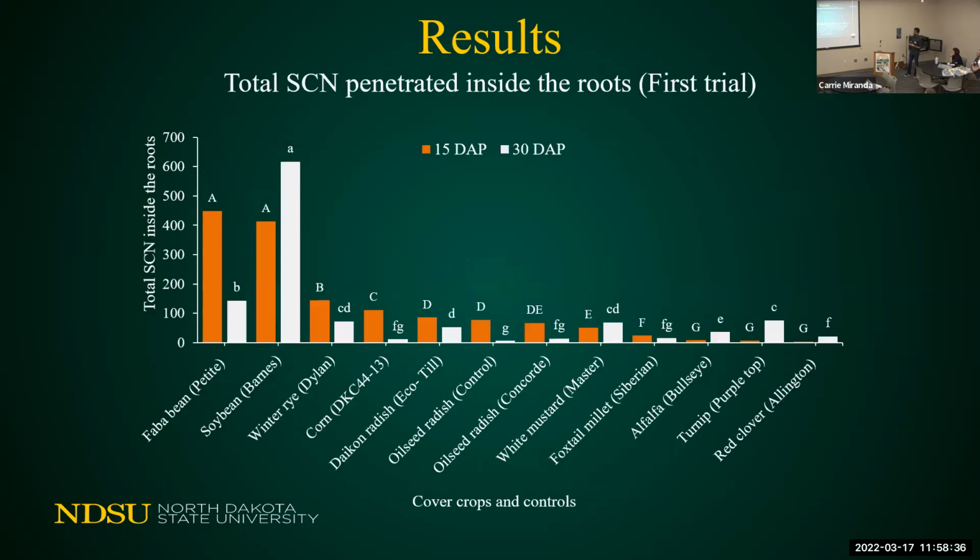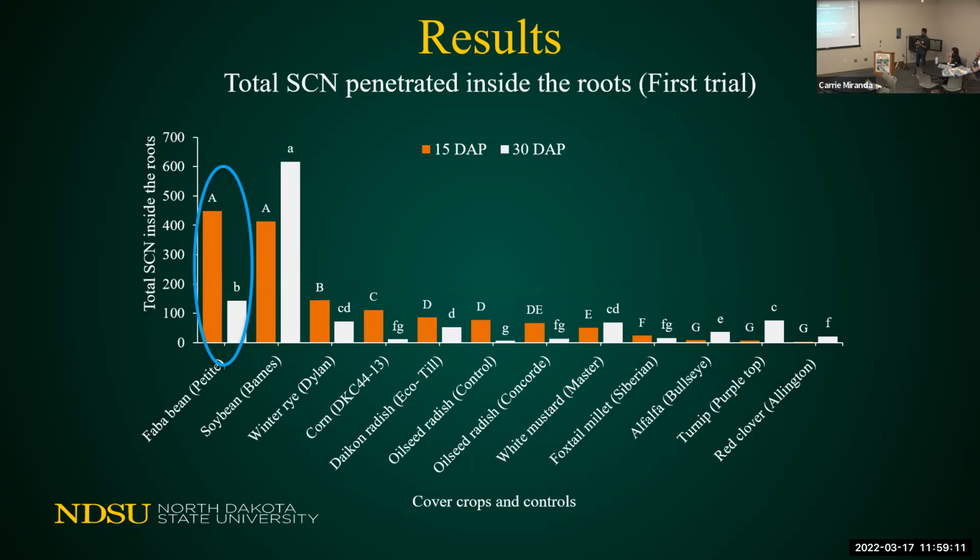In the second set of data, I'm showing you the number of SCN inside the root 15 days after planting and 30 days after planting. This was obtained from the root staining. On the x-axis, we have the treatments, cover crops and controls. On the y-axis, we have the SCN inside the root. As you can see from the bar graph, fava bean cultivar Petit had the highest number of SCN inside the root 15 days after planting. This is greater than susceptible soybean cultivar Bands as well.